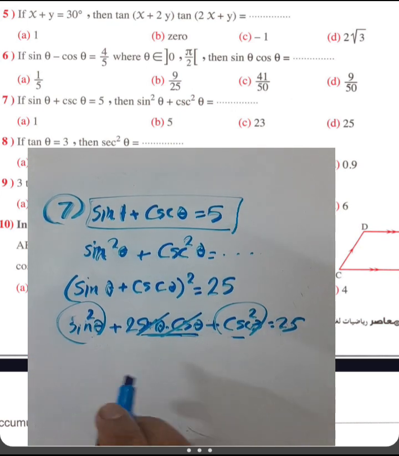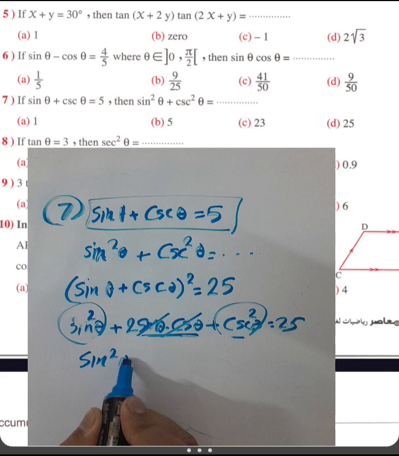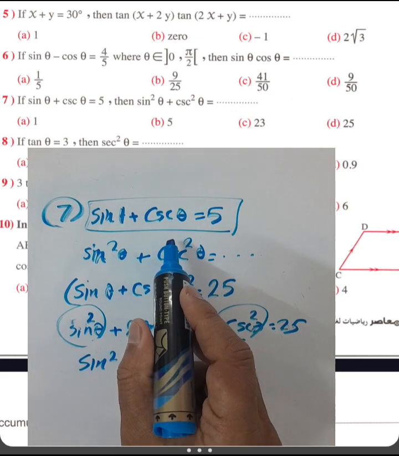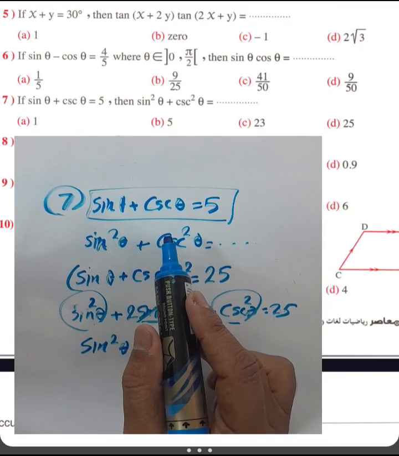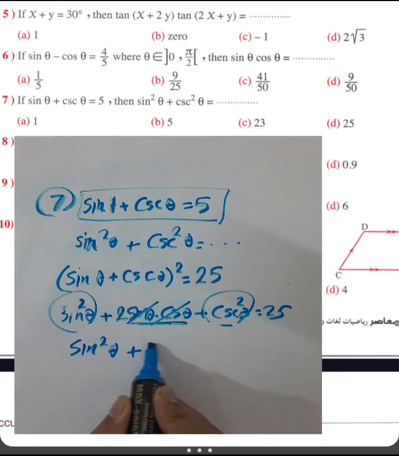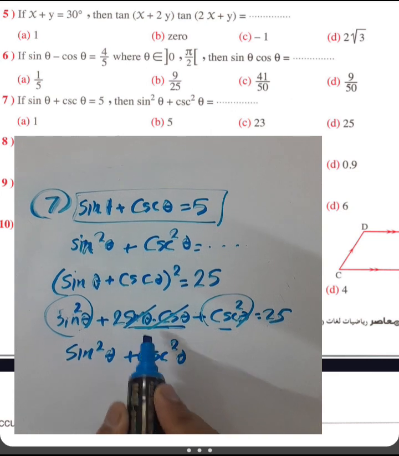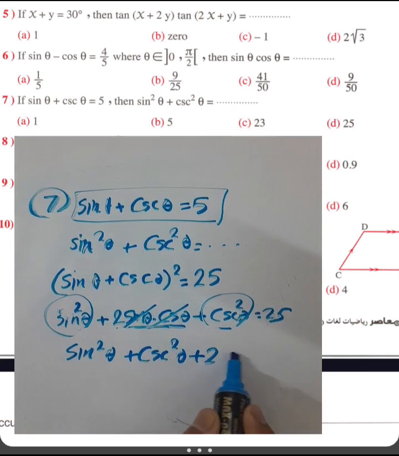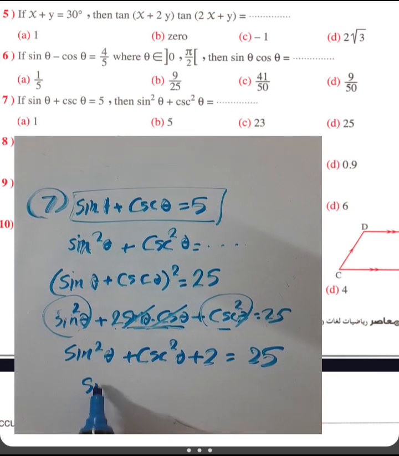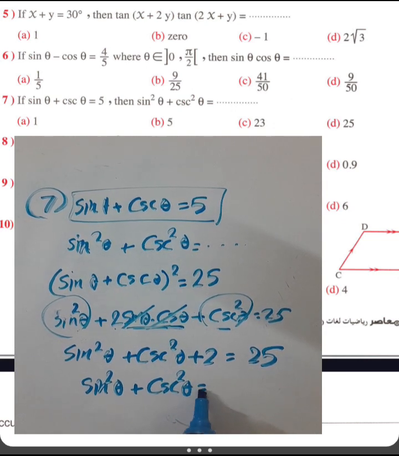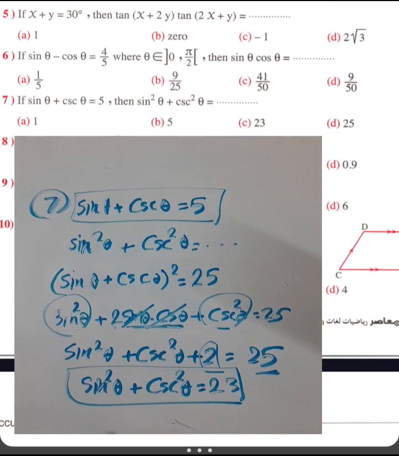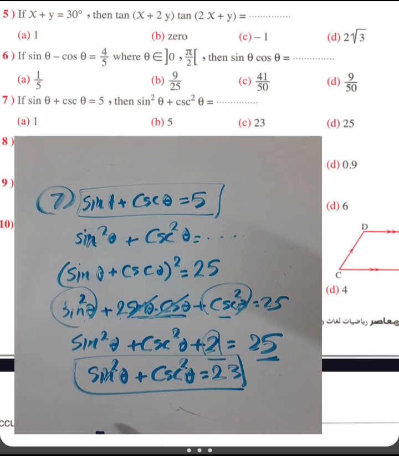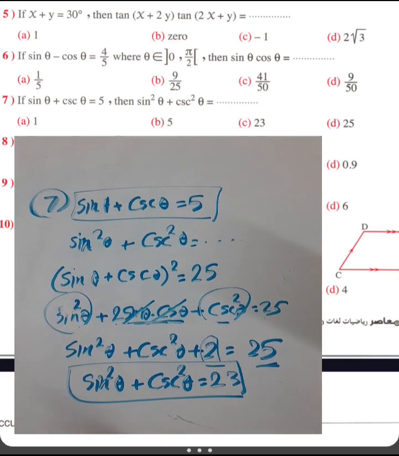Okay, again sine power 2 theta, and we have here cosec, not cosine. It was cosec. Question number 7, we have cosec power 2 theta. 2 times 1 equal 2, plus 2 equal 25. Then sine power 2 theta plus cosec power 2 theta equal 25 minus 2. It will be 23. The result here will be equal 23. Question 7, choose letter C.